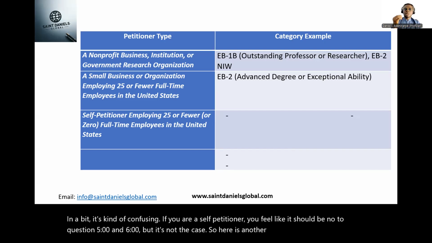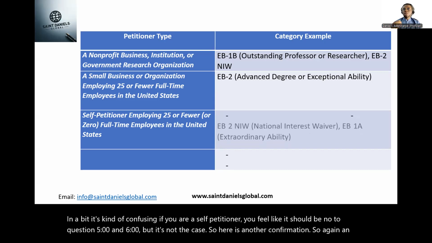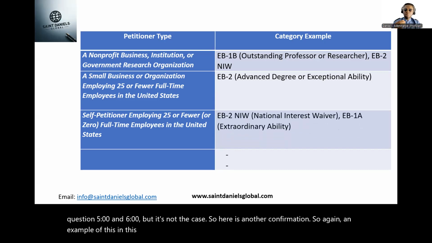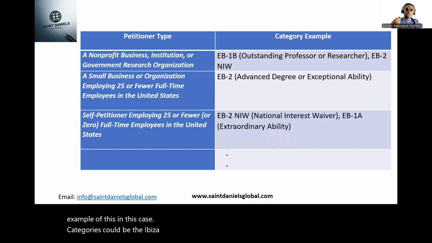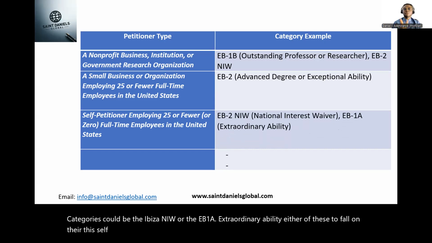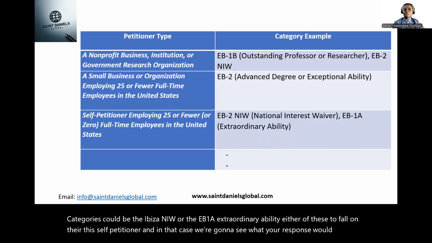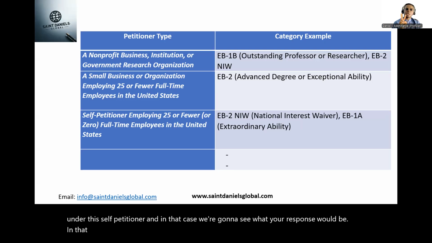So again, an example of this, in this case, categories could be the EB-2 NIW or the EB-1A extraordinary ability. Either of these two fall under this self-petitioner. And in that case, we're going to see what your response will be in that Part 1 of Form I-140 and the fees you have to pay.